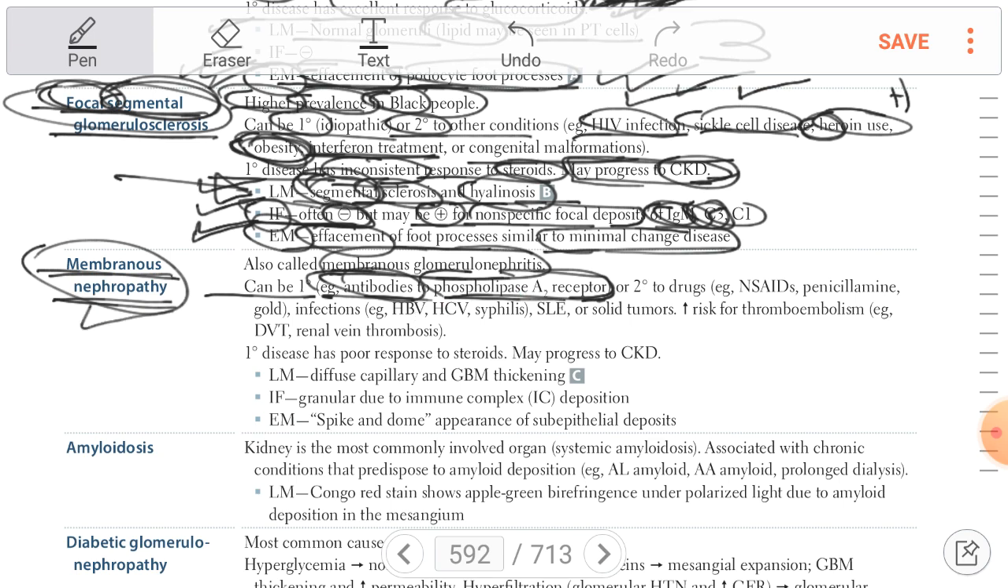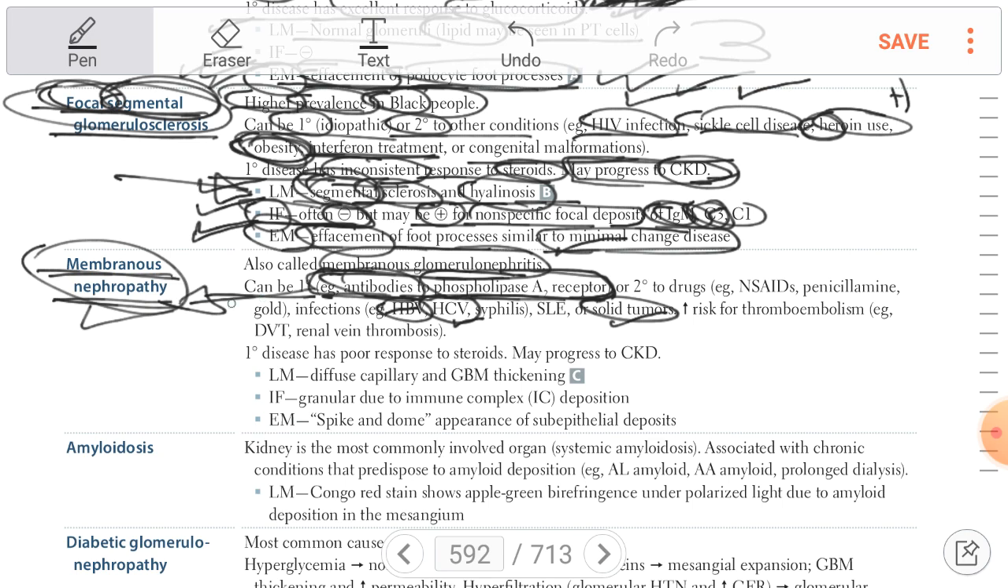The case is membranous nephropathy, membranous glomerulonephritis. Antibodies against phospholipase A2 receptor, this is called what? Membranous nephropathy, membranous glomerulonephritis. And you must remember what? It's associated with what? Hepatitis B, hepatitis C, and solid tumors. So it's asked in the exam: hepatitis B, hepatitis C, and solid tumors.